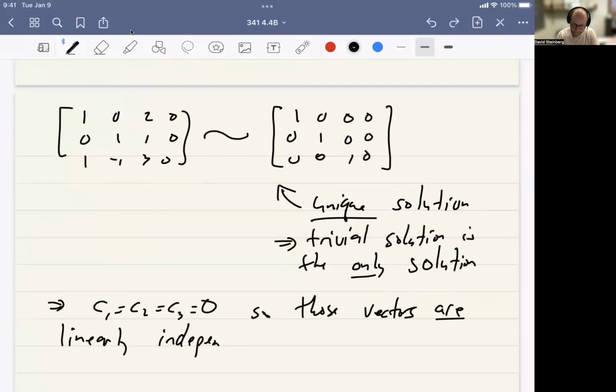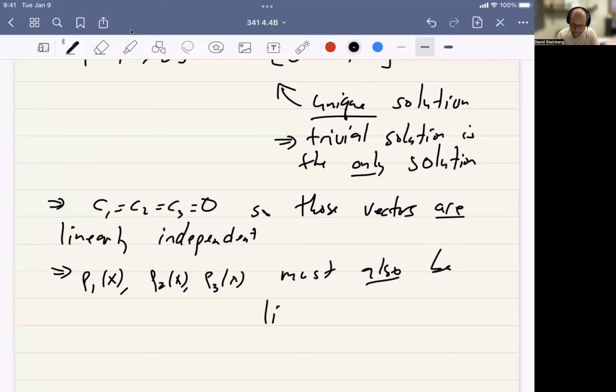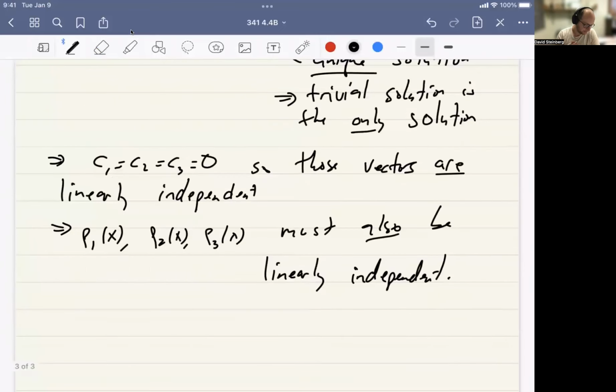And that means that the polynomials must also be linearly independent. So P1 of x, P2 of x, P3 of x must also be linearly independent. And then we can use the invertible matrix theorem also to show that these three must also form a basis of P2, but that's neither here nor there.